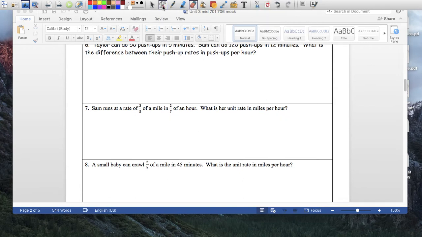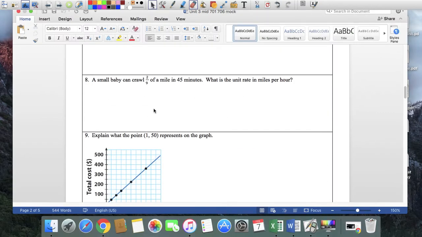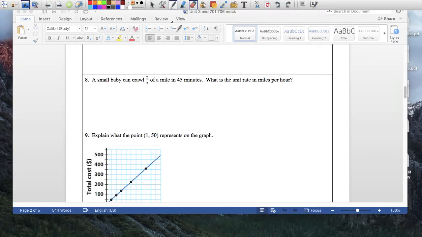Okay, so far this should be pretty simple for you. Problem 8. A baby can crawl 2/9 of a mile in 45 minutes. What is its unit rate per hour?